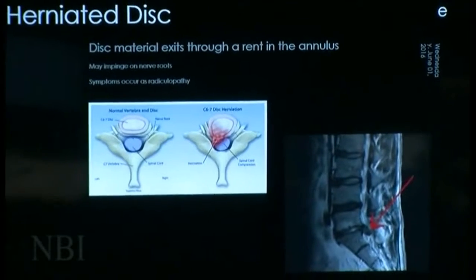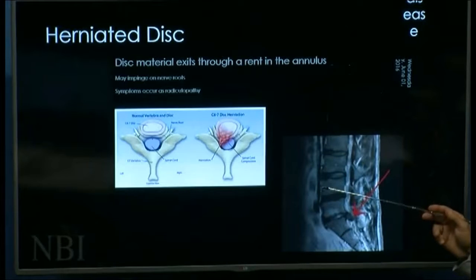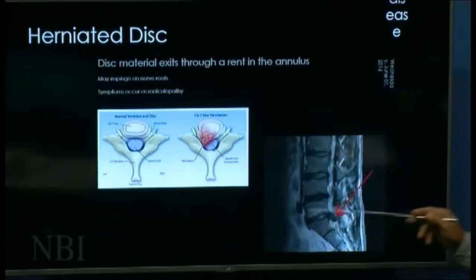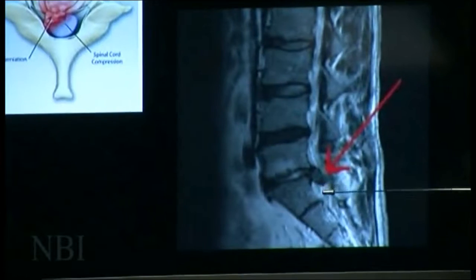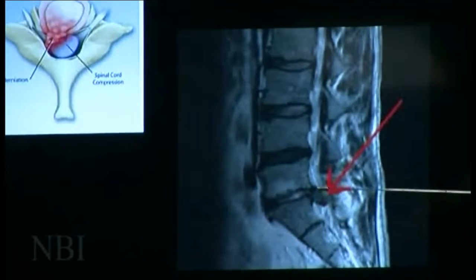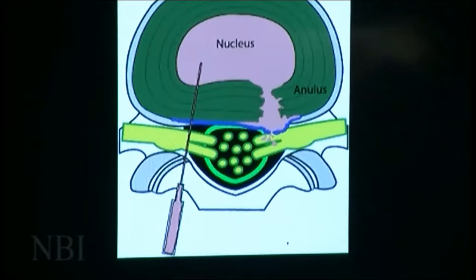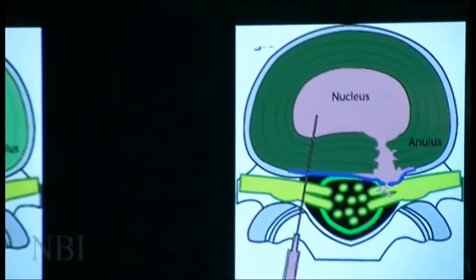The disc material has to go out through a rent in the annulus. So by definition, if you have a herniated disc, you have to have an annular tear. Has to be. The disc herniation comes out, and this is what it looks like on the MRI. You normally don't see it this nicely, but you can see a big piece of material just sitting out, impinging on the nerve roots. So the MRI has helped us tremendously in making the diagnoses. And again, the annular tear is the outside third of the annular ring, highly innervated with pain fibers.